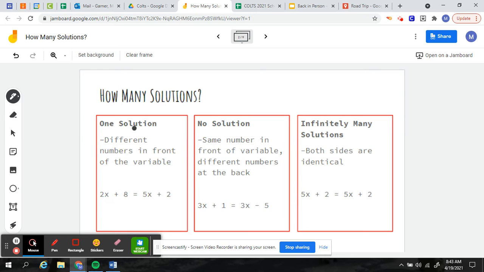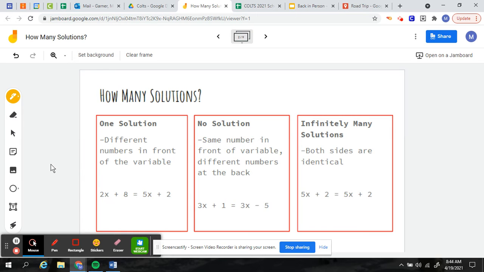So on slide 2, you will see our 3 options. We just did one that was one solution, and that's going to happen probably 90% of the time. But there are special cases where you have no solution or infinitely many. Our goal is to be able to recognize which of these 3 cases is happening. And there's a really easy way, once you have a simplified equation, to be able to tell.